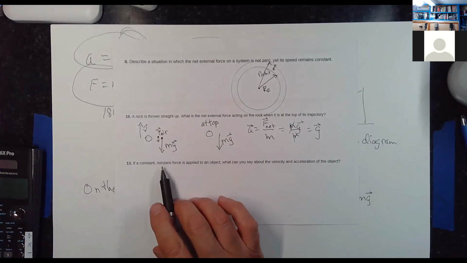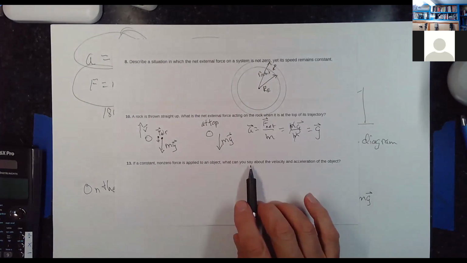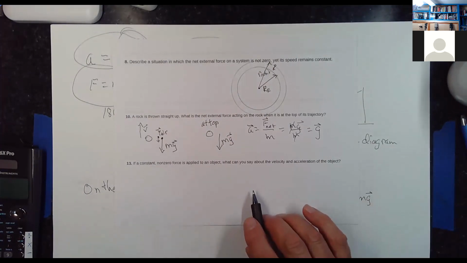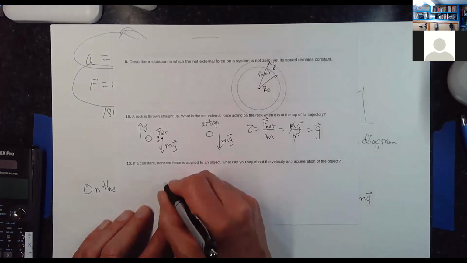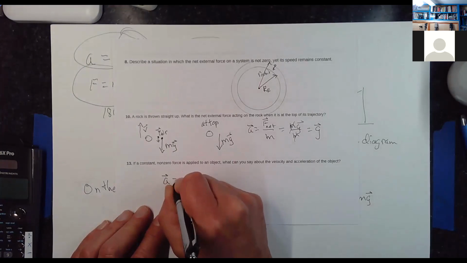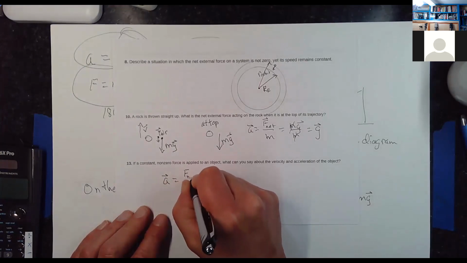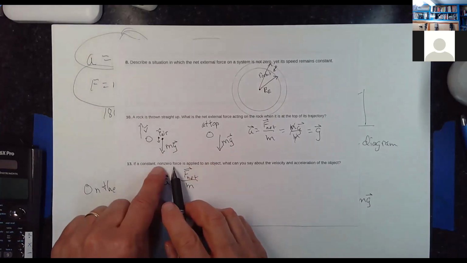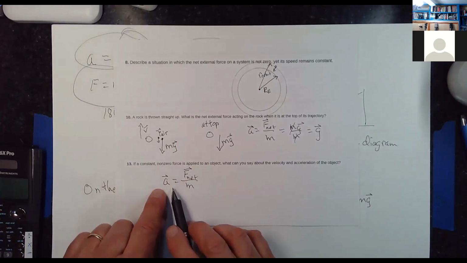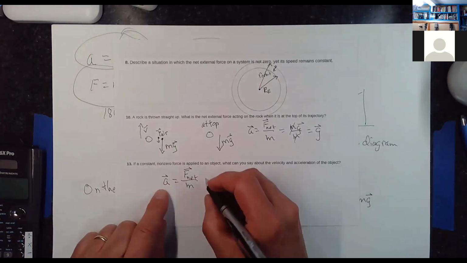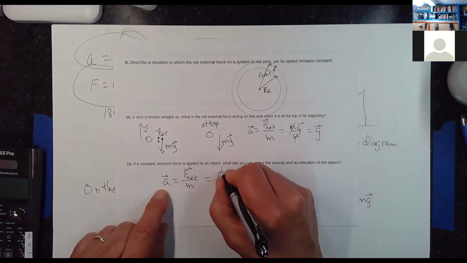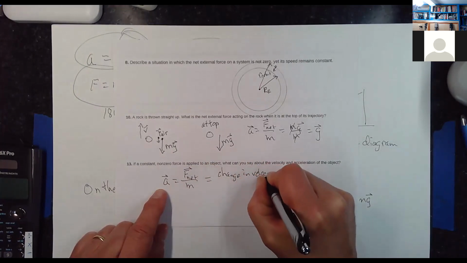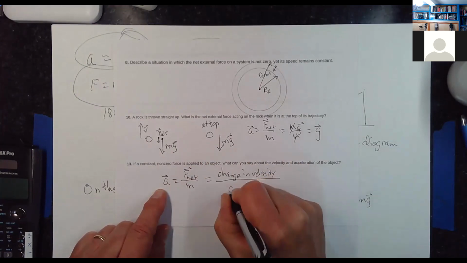Let's see, if a constant non-zero force is applied to an object, what can you say about the velocity and the acceleration of the object? Well, here's what we know. The acceleration of an object is going to be the net force divided by the mass. And if the net force is a constant force and non-zero, then it will have a constant acceleration. And acceleration will equal the change in velocity divided by the change in time.